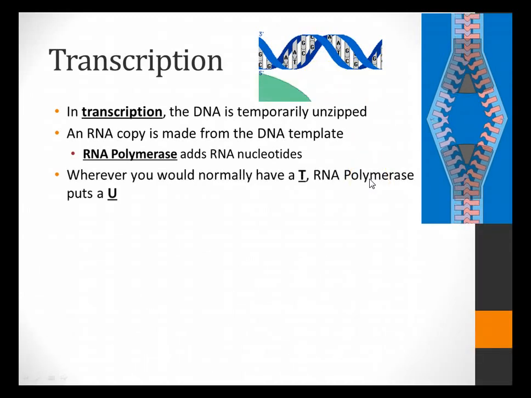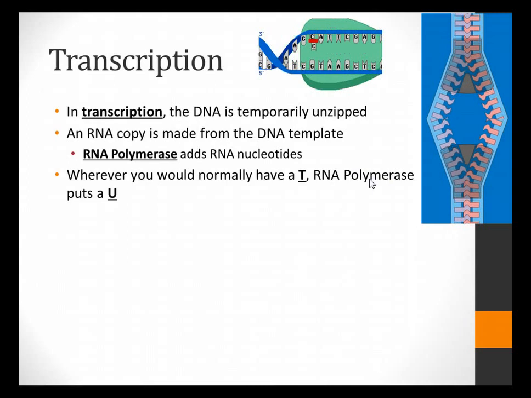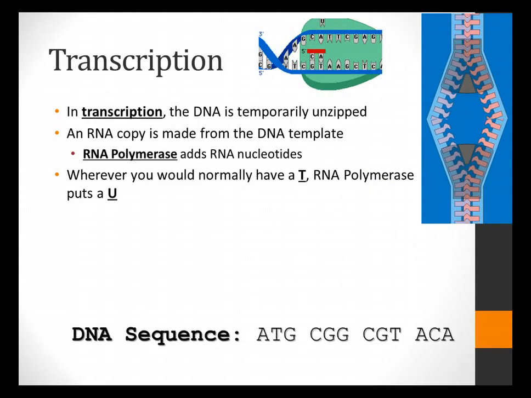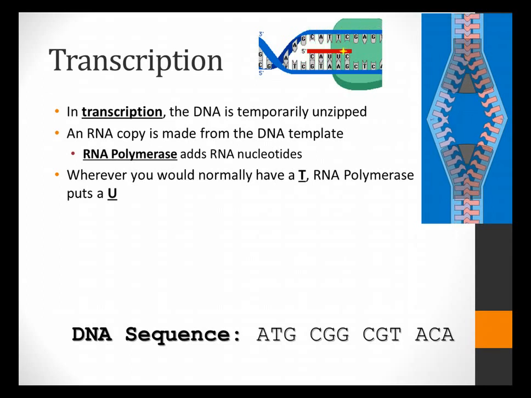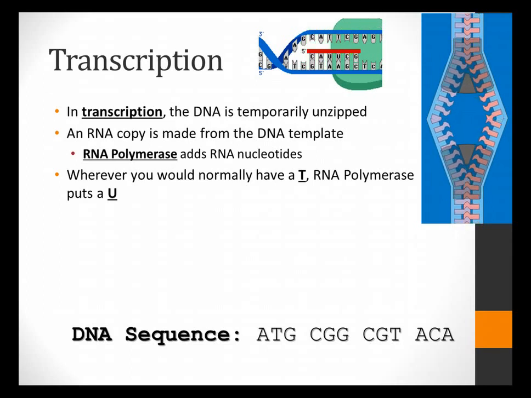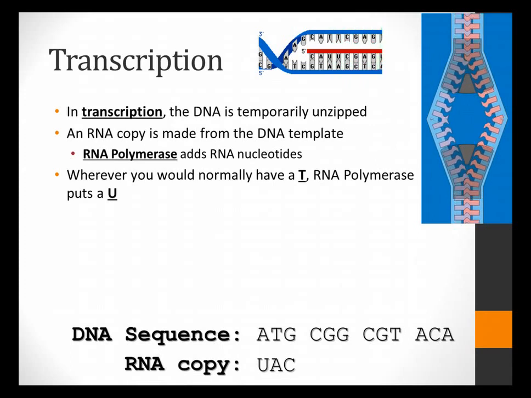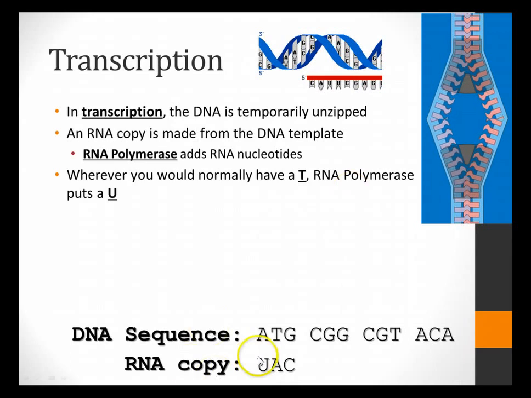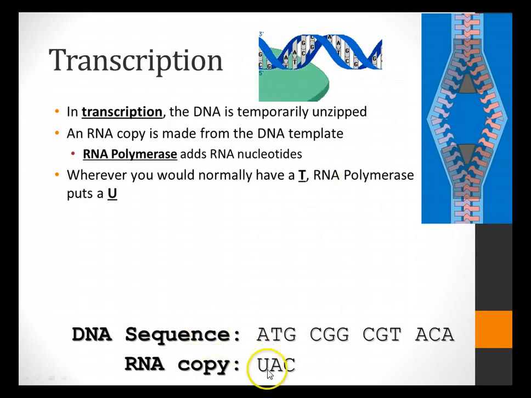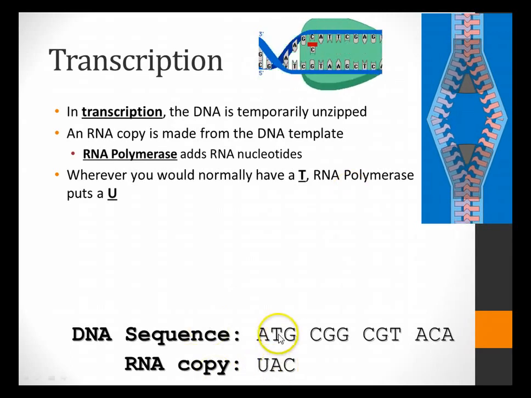However, as you saw before, wherever you normally have had a T, now you're going to put in a U. So here's my DNA sequence, ATG, CGG, CGT, and ACA. You'll understand why I'm saying those in groups of 3 later. But if I'm going to make an RNA copy of this ATG, the RNA other half of it would be UAC. Because normally I would want to have a T here, but in RNA I would have a U. T still pairs with A, that hasn't changed.